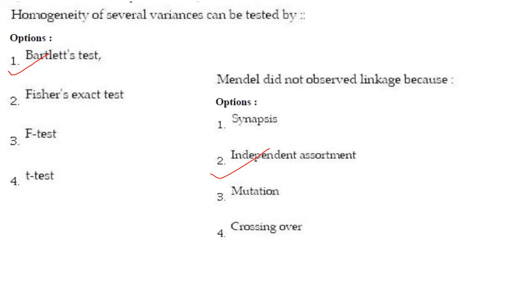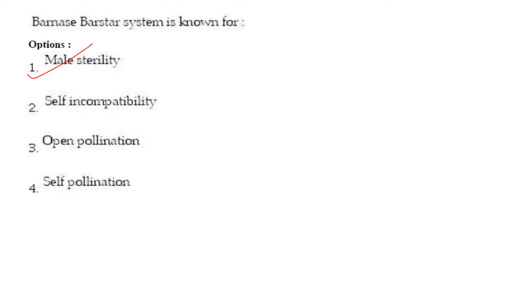Next one. Mendel did not observe linkage because option 1, synapses, 2, independent assortment, 3, mutation, 4, crossing over. Answer is option 2, independent assortment. Next one. Barney's burr star system is known for option 1, male sterility, 2, self-incompatibility, 3, open pollination, 4, self-pollination. Answer is option 1, male sterility.